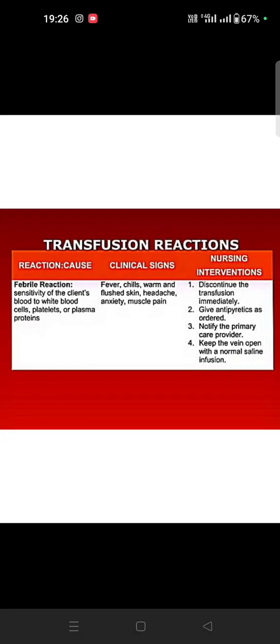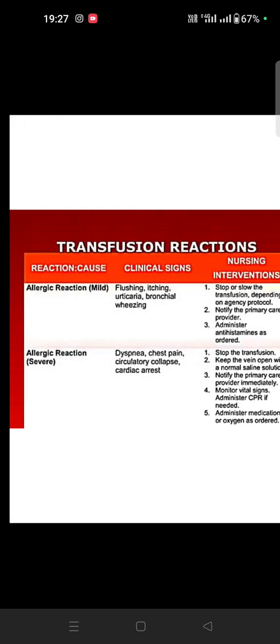Okay. Then febrile reaction means the client is sensitive to white blood cells, platelets and plasma proteins. Here fever, chills and warmth will be there. Discontinue the transfusion immediately, give antipyretics, notify the primary care provider, and keep the vein open with normal saline infusion.